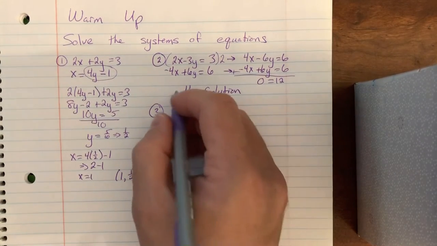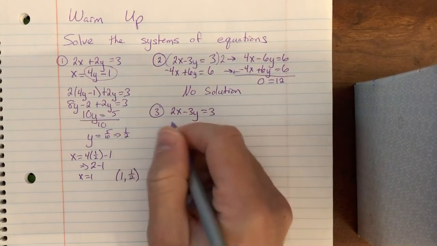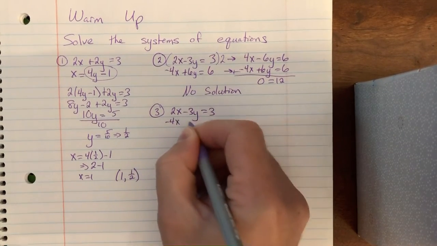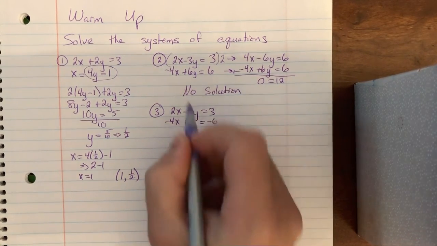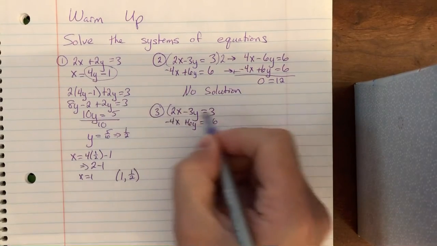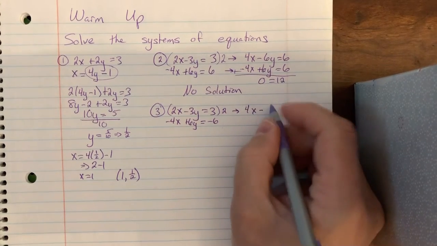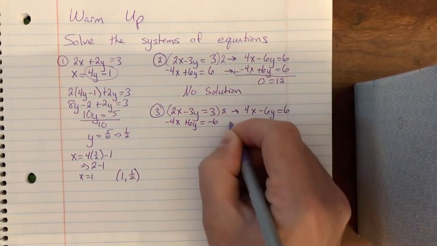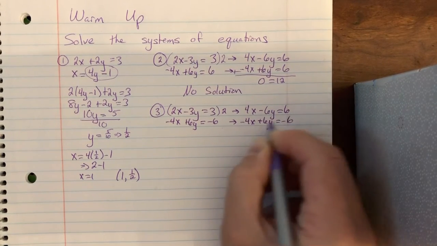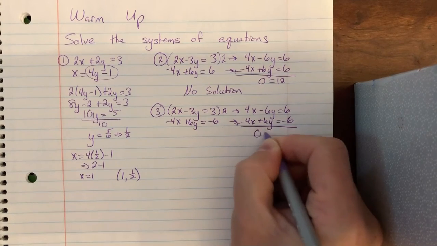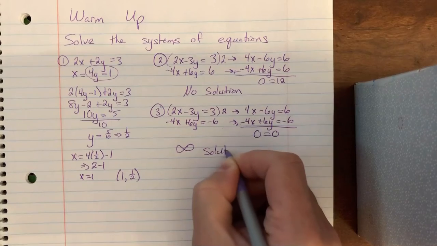For our next example, we would have 2x minus 3y equals 3, and negative 4x plus 6y equals negative 6. Similar to the last one, but be careful of your signs. Same thing, we're going to multiply our top equation by 2 to get our coefficients to be the same. And now when we add these equations together, we get 0 equals 0.